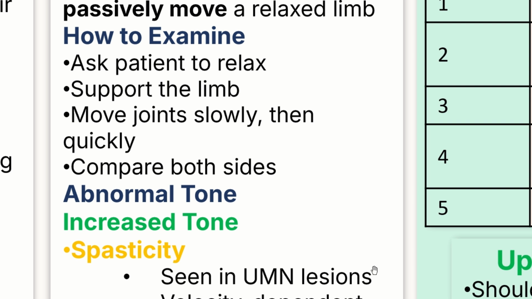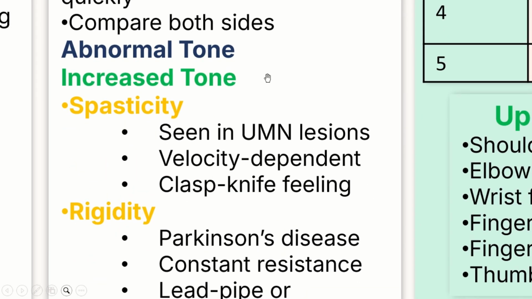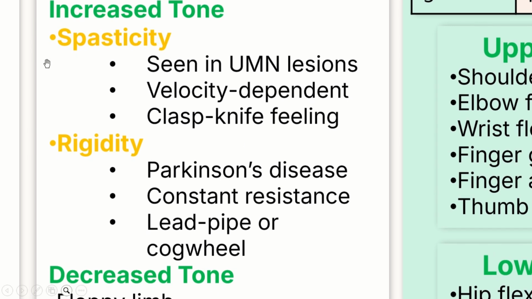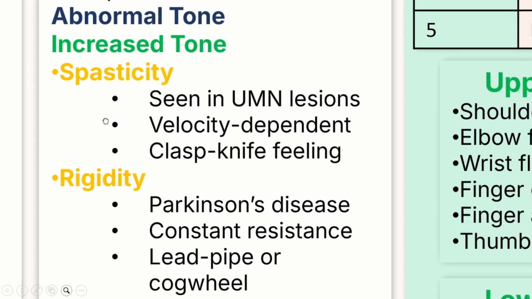So what happens is that if they're having an increased tone, you're going to see about two patterns. They're either going to have spasticity or they're going to have rigidity. Now, spasticity is a kind of rigidity that lets go. They're going to be rigid, then they're going to release.